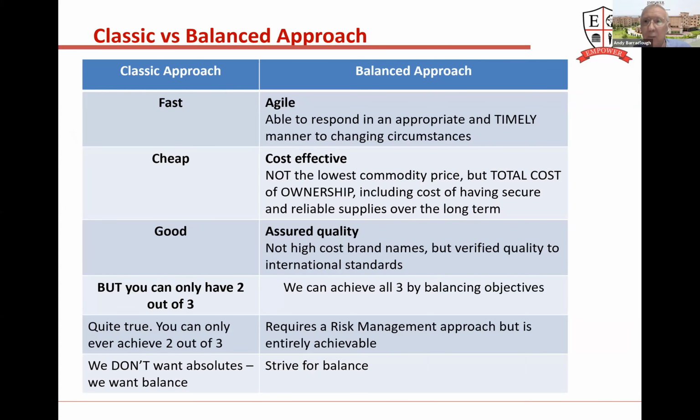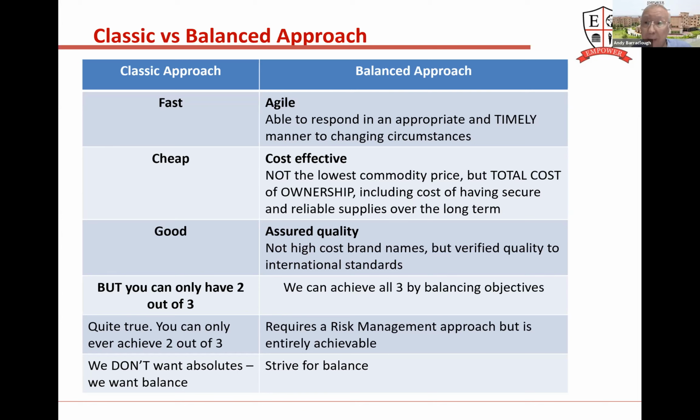And part of the problem is we've been linked with this unreal requirement. We want everything fast, cheap, and good. You can't do it. You can only ever have 2 out of 3. You can have fast and cheap, but it's not good. You can have good and fast, but it's not cheap. You can't ever have all 3. And it's time to dump that approach because it's impossible to achieve.